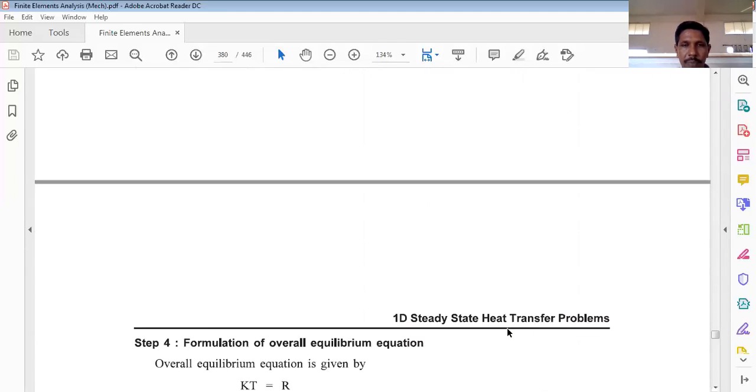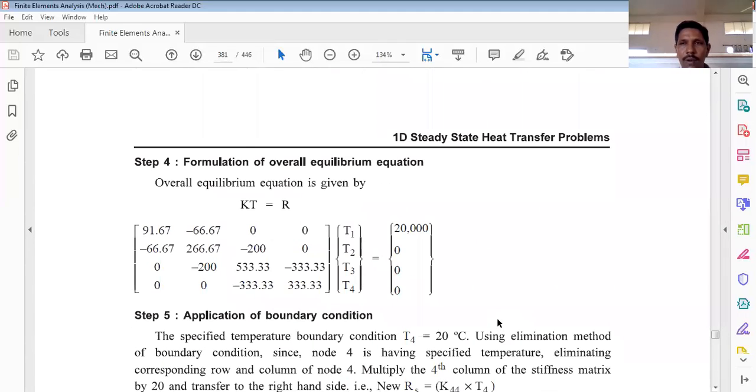At other nodes, it is equal to 0. The next step is to have the overall equilibrium equation, which is KT equals R. K is the global thermal conductivity or stiffness matrix, T is the global temperature vector, and R is the global forcing vector or global load vector. We already have this particular matrix, that is the global thermal matrix.